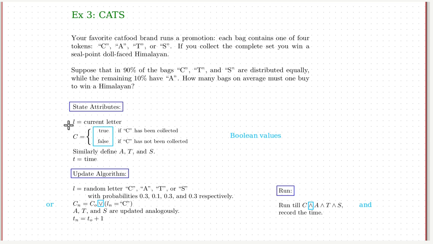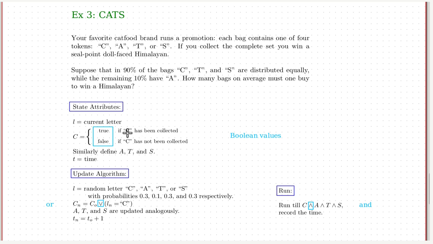There are different ways you could do this. I'm going to do it using what are called Boolean variables, right? So I'm going to use this variable C. It's called a Boolean variable because its values are either true or false. Its values are not numeric values, they're logical values, right? So that's what a Boolean variable is. It's a variable that takes Boolean values, meaning logical values, true or false.